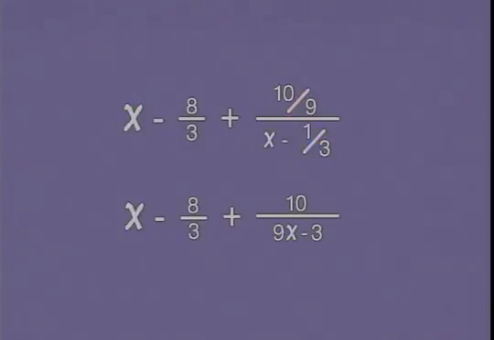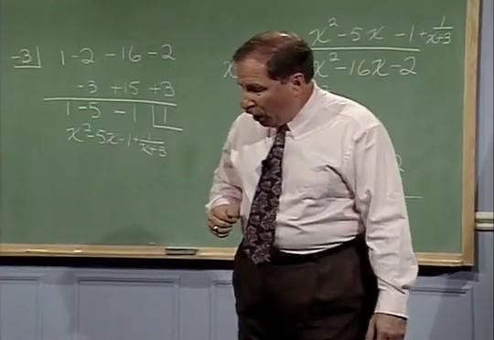We multiply top and bottom, and we get x minus 8/3, which is unaffected, and the fraction plus 10 over 9x minus 3. And of course, that's a lot easier to read. It's still a bit messy, but the fact is it is correct. If you wanted to check it, you could again replace x throughout the problem with 10, and it would check. Let's take a look at another problem.